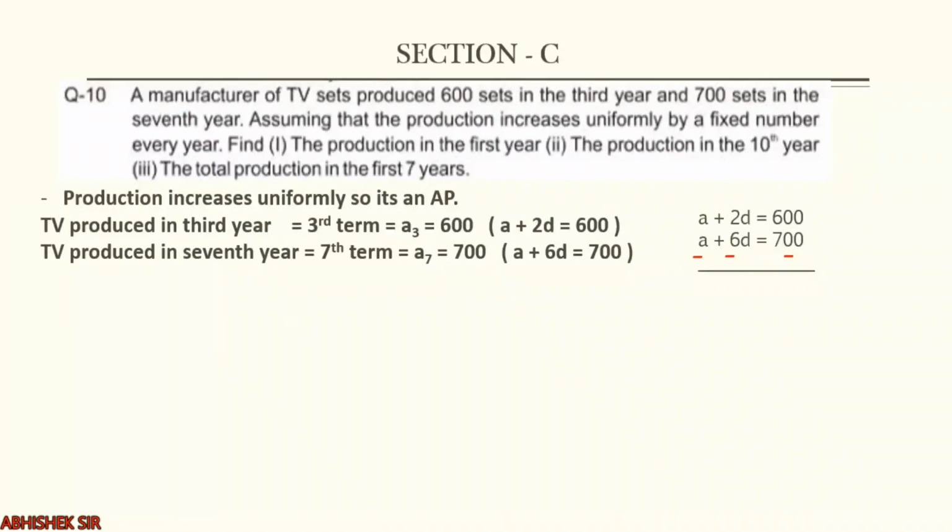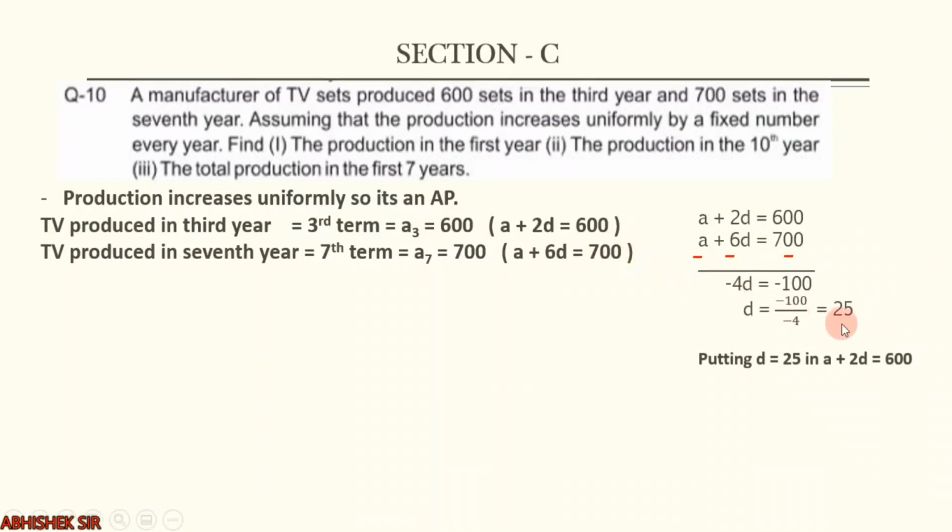To eliminate A, we have to subtract it. So all the terms will be negative. So A and A will be cancelled. 2D minus 6D. How many D? That will be minus 4D. And 600 minus 700 will be minus 100. So minus 4D equals to minus 100. D becomes minus 100 by minus 4, that is 25.